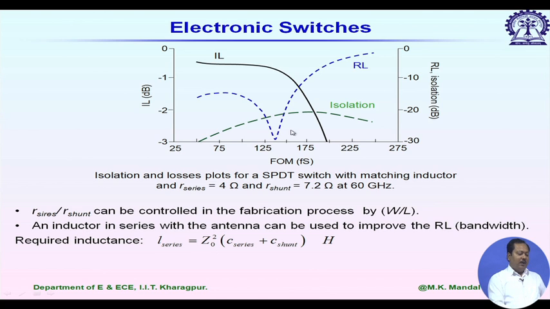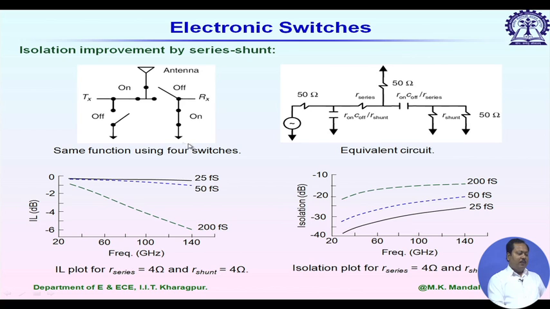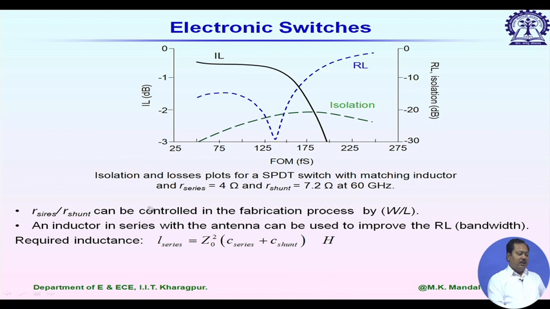Now, if I look at the source of losses when the switch is on, we have mainly losses because of the resistance. The resistance is defined by the fabrication process, and resistance improvement can be done by changing the W by L, where W represents the width of the MOS gate and L represents the length. The same is true for the PIN diode, where W represents the cross section and L represents the length. So, by the fabrication process we can tune the resistance values.